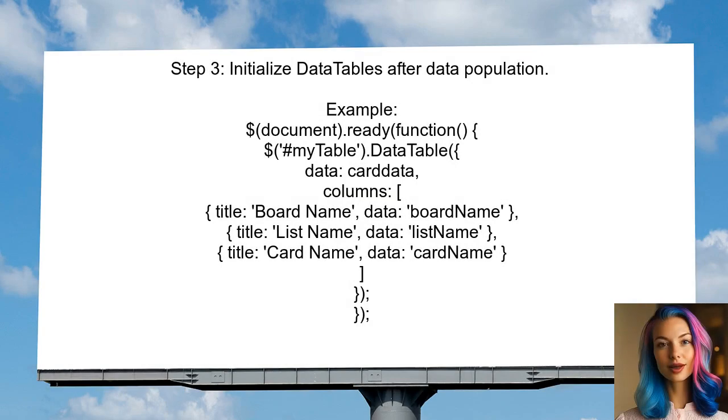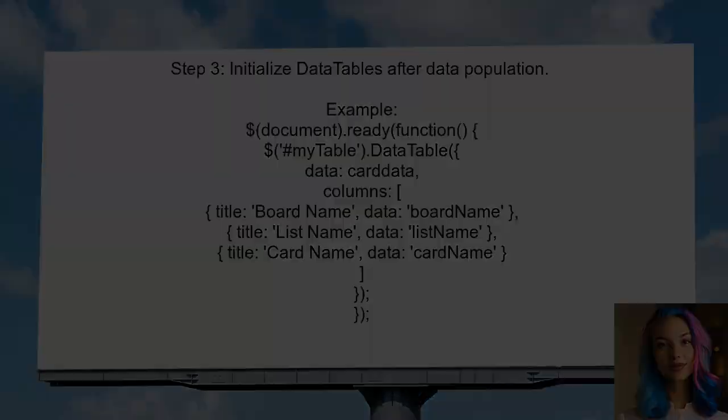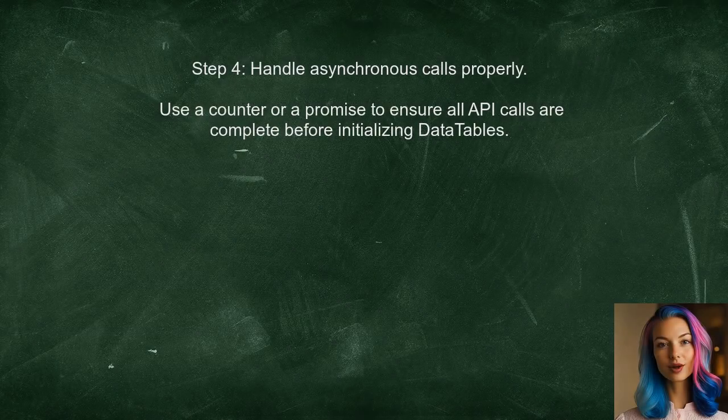After collecting all the card data, the user needs to ensure that the Data Tables plugin is initialized after the data has been fully populated. This can be done by calling the Data Tables initialization function after the loops. Finally, the user should check for any asynchronous issues. They can do this by ensuring that the Data Tables initialization is called only after all Trello API calls have completed.